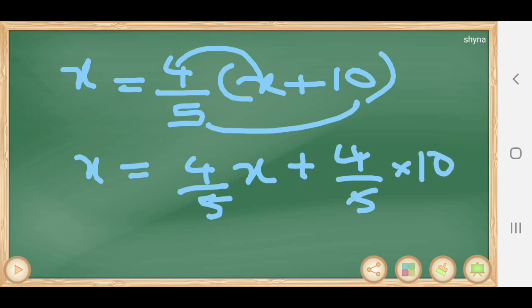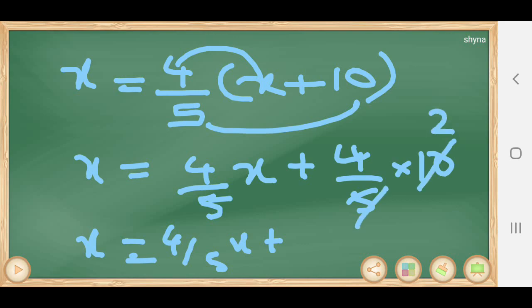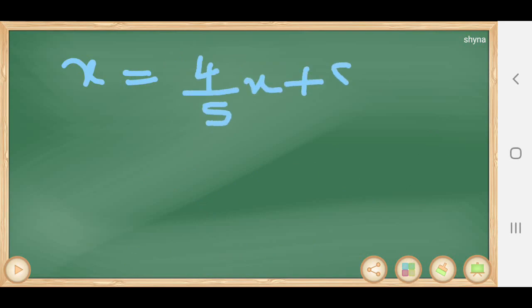If you can simplify, you can write 4 by 5 x. Simplification means 4 by 5 into 10. What is 4 by 5 into 10? This 5 and this 10 cancel as 2, 2 times 5 is 10. So 4 into 2 is 8. Now we can rewrite x equal to 4 by 5 into x plus 8.